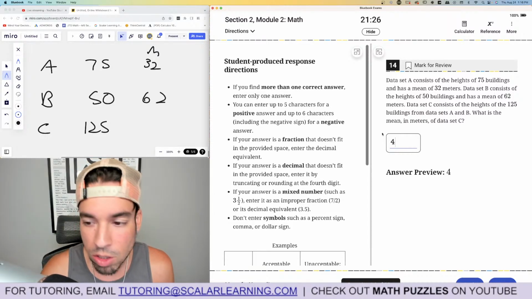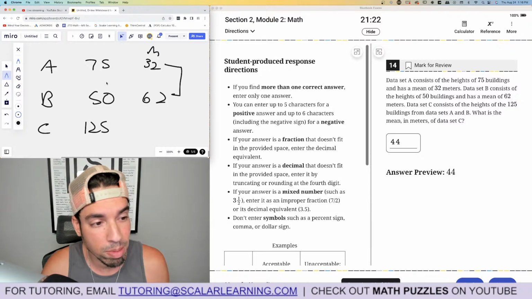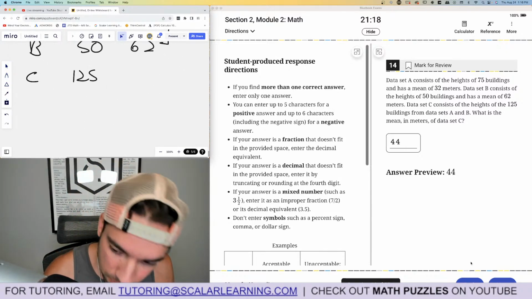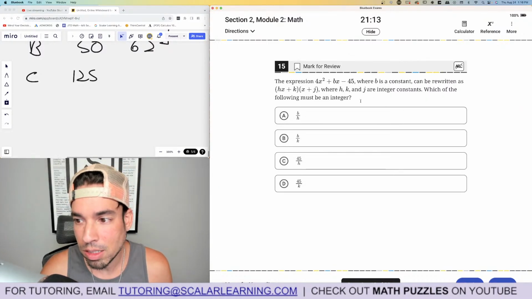What you don't want to do here is say, oh, I'll just take the average of the averages. We can't do that because they're not equal amounts, so they're not weighted equally. So you have to do it the way I did it. Okay, 44. Next. The expression, where b is a constant, can be written as this.